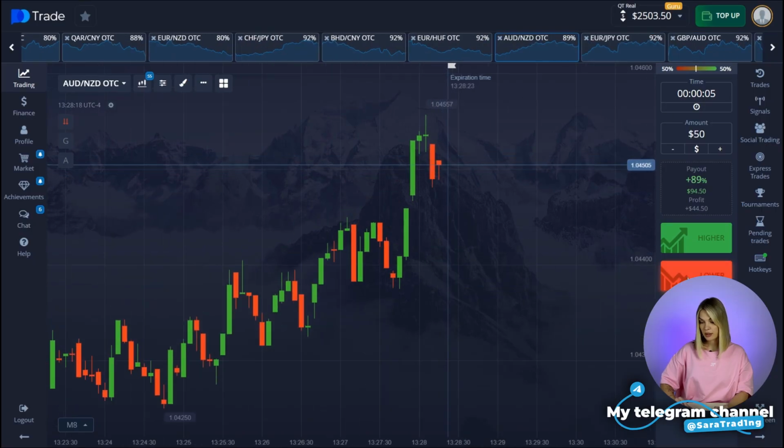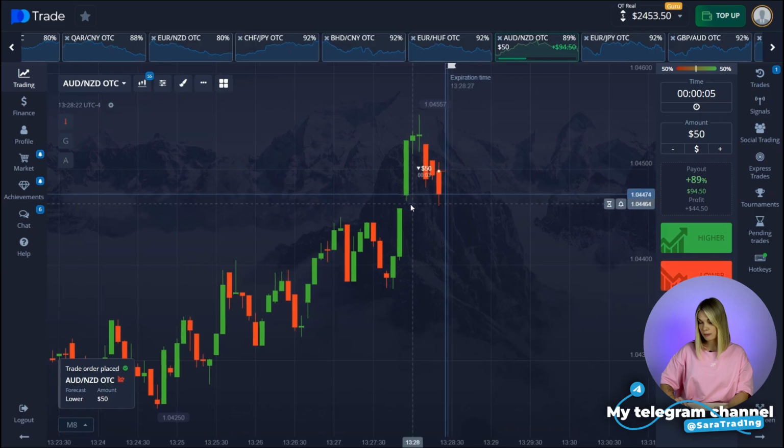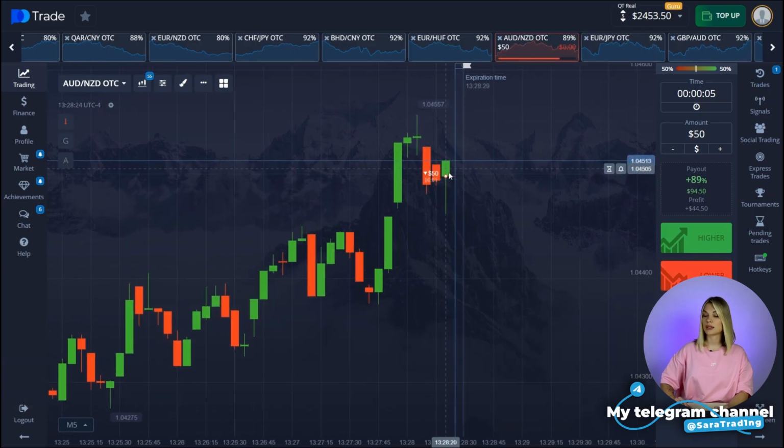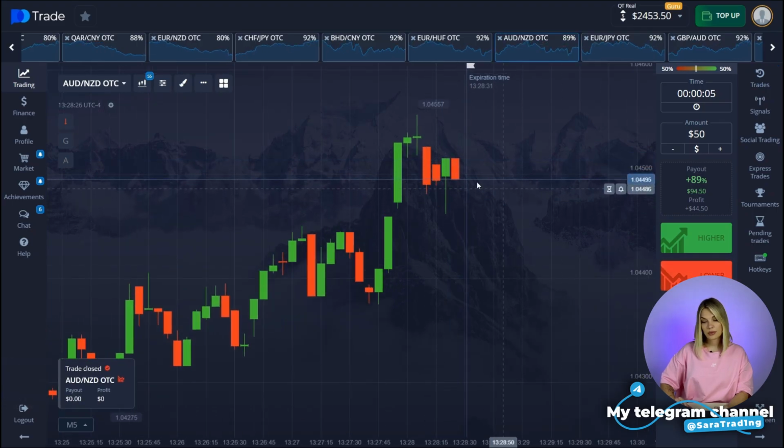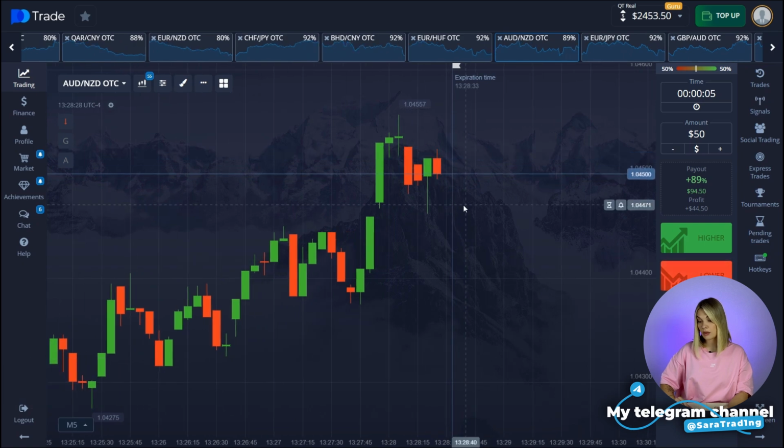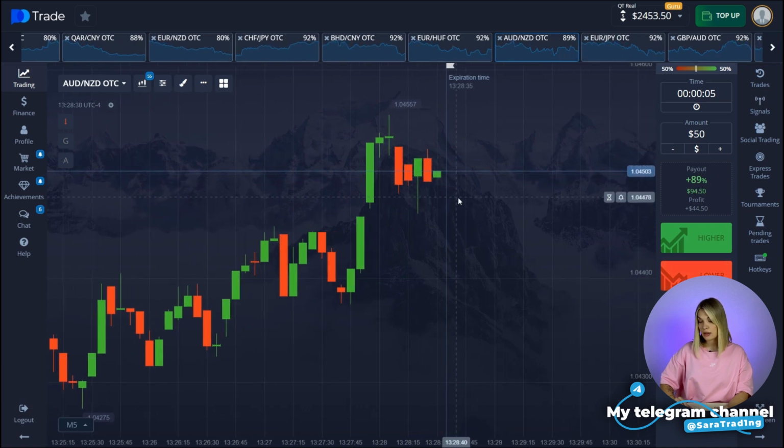Here we have two red candles. Let's open down. A very, very volatile asset. The deal, unfortunately, was a minus. Also, there were all the chances, but they were serious.